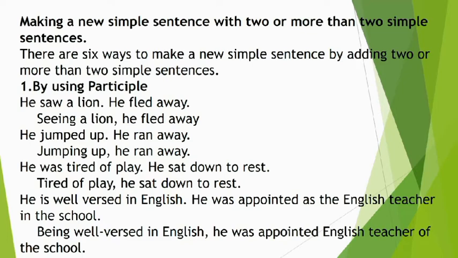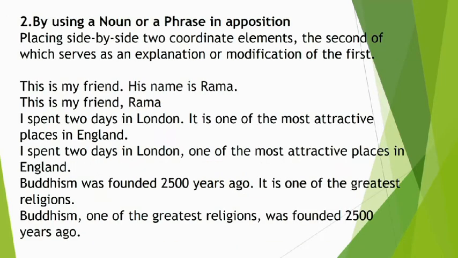Let us see another example. He jumped up, he ran away. Jumping up, he ran away. Secondly, by using a noun or a phrase in apposition, we can make two simple sentences into one simple sentence.